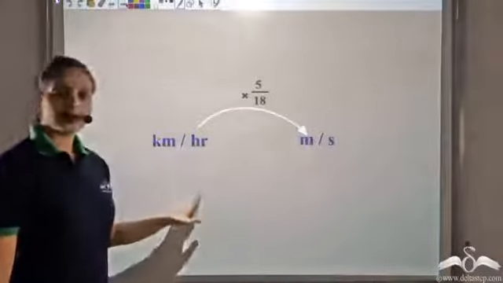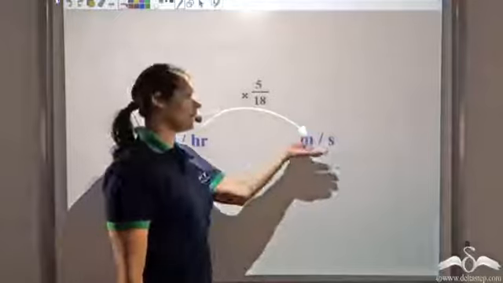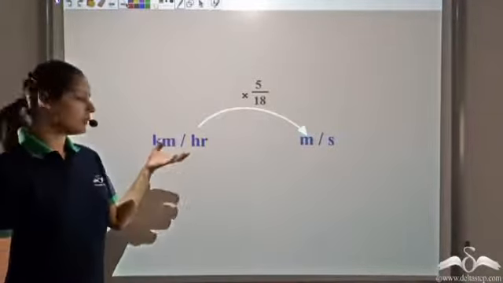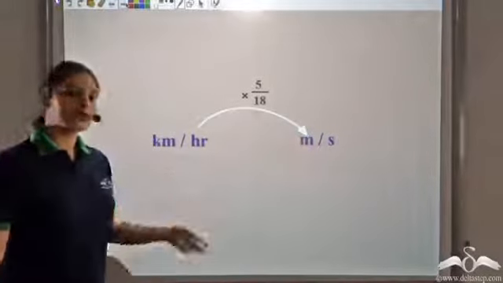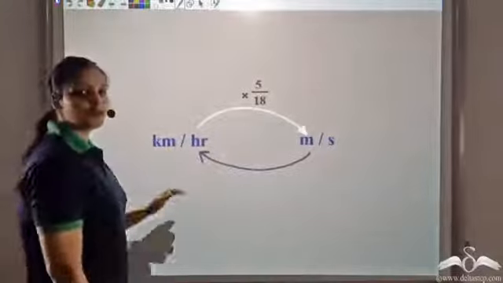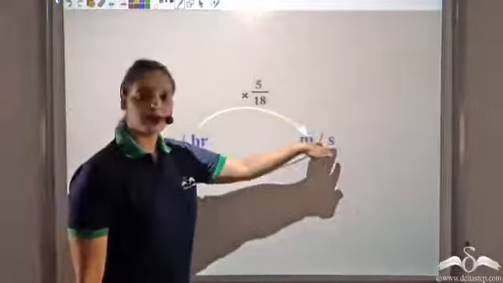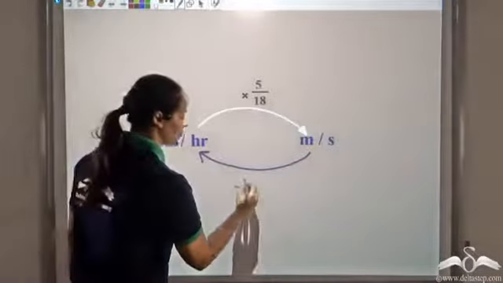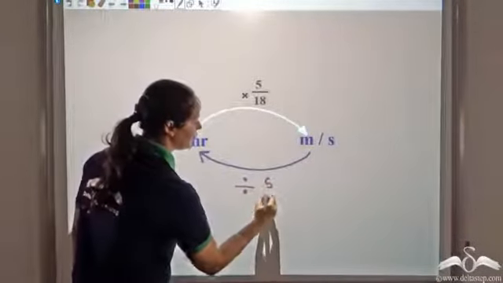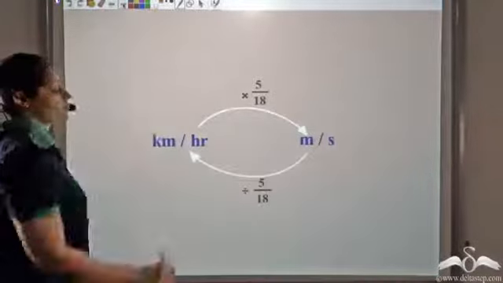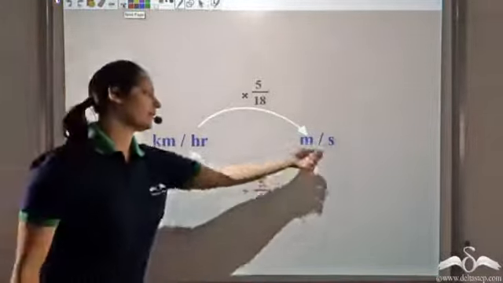Now how do I get back? There might be cases when I have speed in meters per second and I want to express it in kilometers per hour, because these are the common units of speed. So how do I come back? We know when we move forward by multiplication, we can come back to that same thing by division. So I can come back by dividing by 5 by 18.